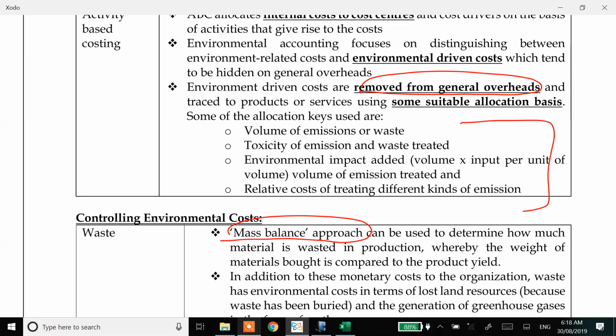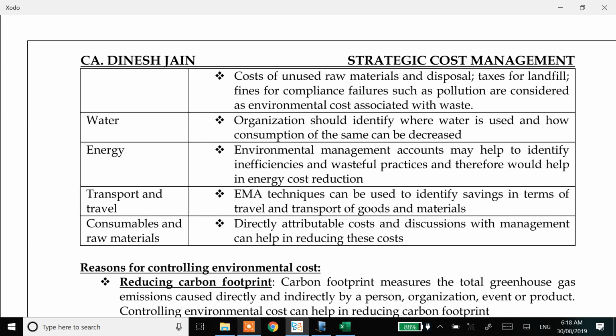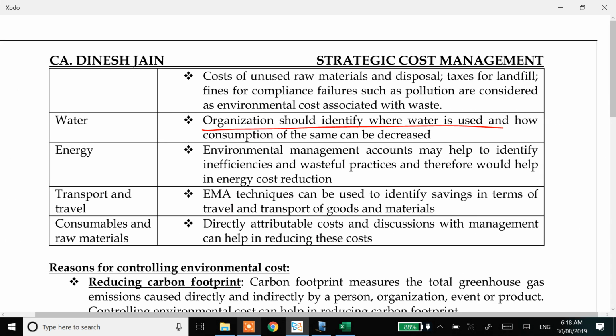Second is water. Need not explain the importance of water. We very well know what kind of water shortage we are facing in our city. So next is water. The organization should try to reduce the usage of water, and also if water is used by the industrial organization, they should not release the waste water into seas, because if they release it, there is another further issue which is going to happen on the water side. So organization should identify where water is used and how consumption of water can be decreased.